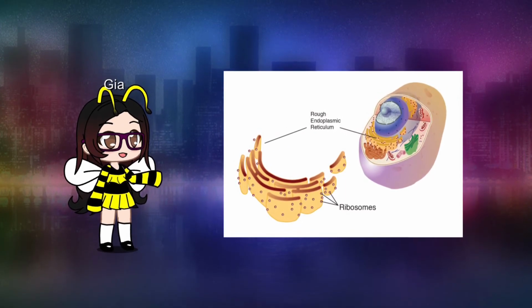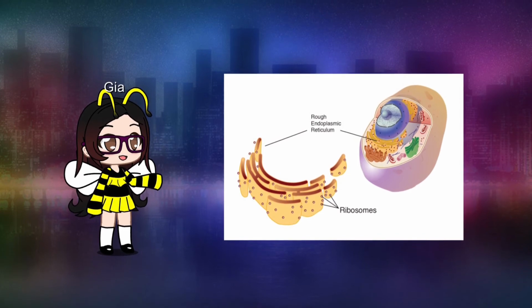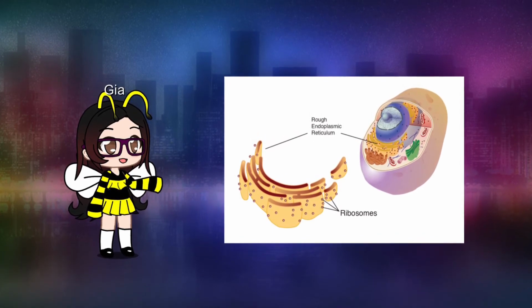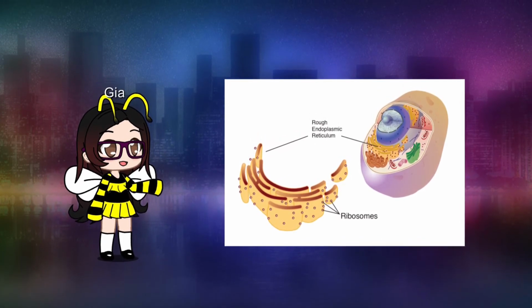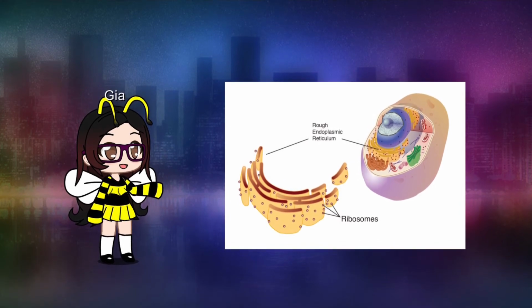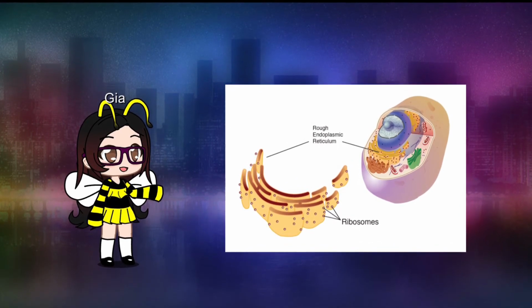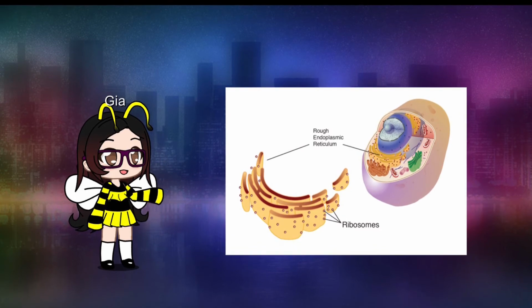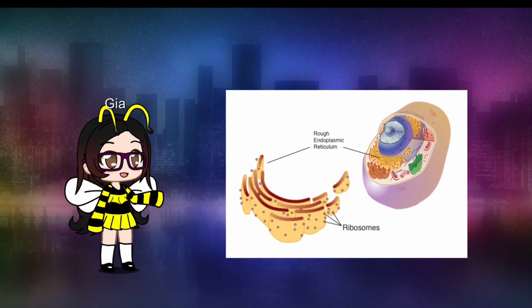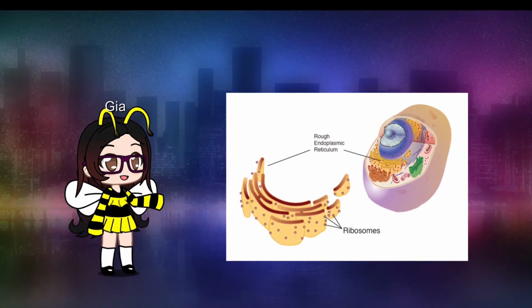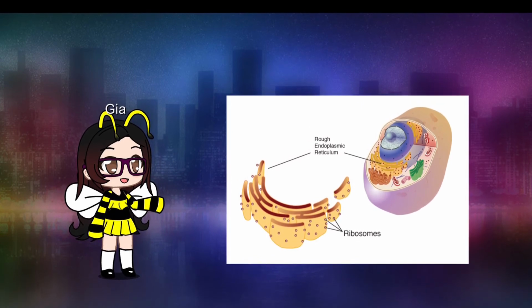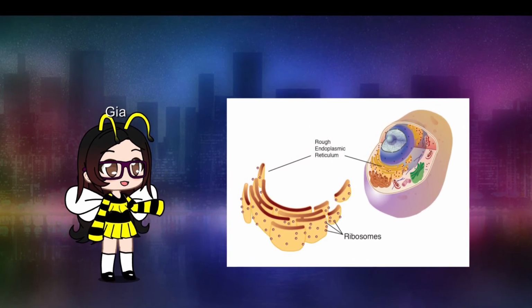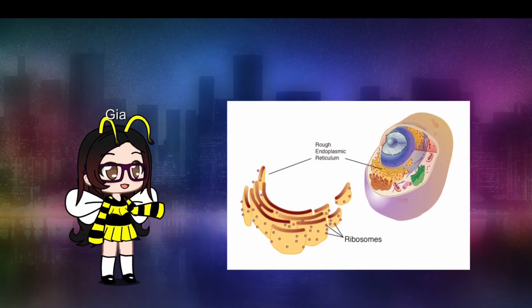Speaking of ER, we now have the rough ER, which is endoplasmic reticulum, part of a continuous membrane organelle within the cytoplasm of eukaryotes that plays a central role in the synthesis of proteins. These have a lot of folds that are dotted with ribosomes. These, with the ribosomes, are found outside of the nucleus.